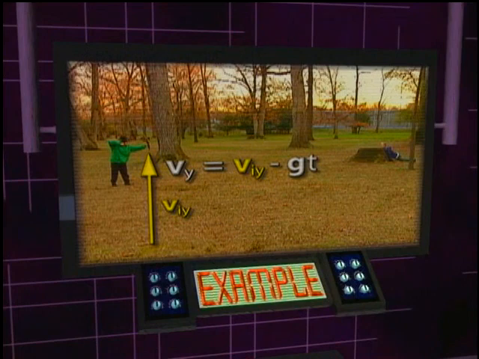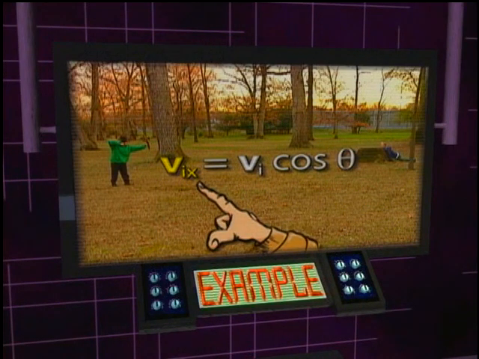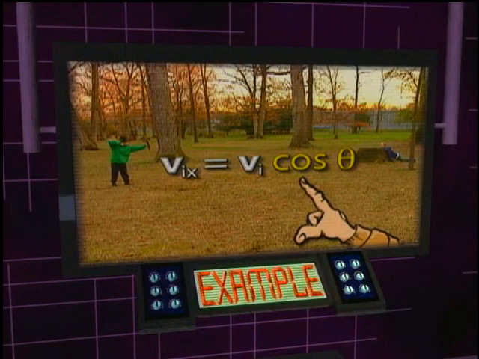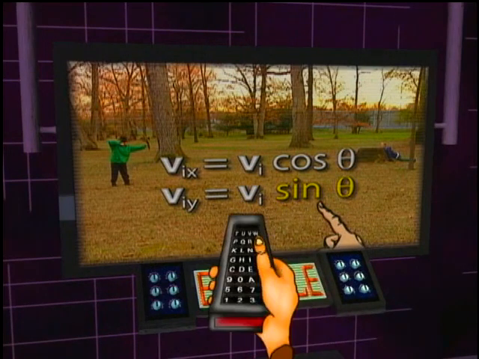To get the initial velocity in the y direction, v sub iy, we have to use one of our component equations for an object in projectile motion. Remember, the initial velocity in the x direction, v sub ix, equals the initial velocity, v sub i, times the cosine of theta. And the initial velocity in the y direction, v sub iy, equals the initial velocity, v sub i, times the sine of theta.